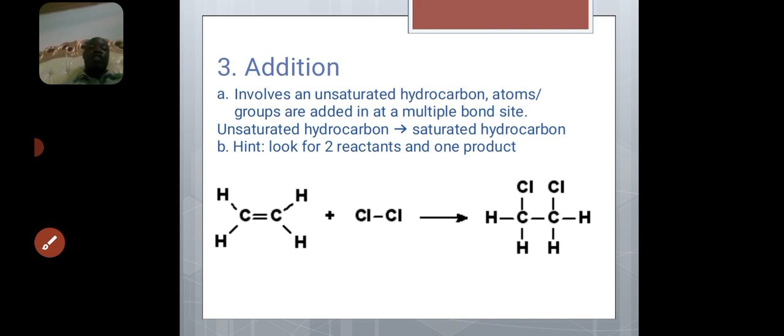So that is for addition. And actually, as I said, this is brief. When we say addition reactions, there are a lot of things we are going to look at. Under addition reactions, we have hydrogenation, hydrohalogenation, chlorination, nitration. We have many of them, but for the purpose of the class, we are just giving an introduction to all this.